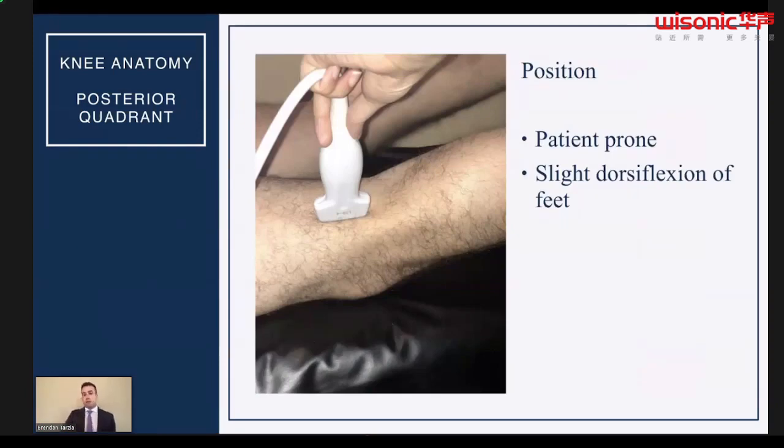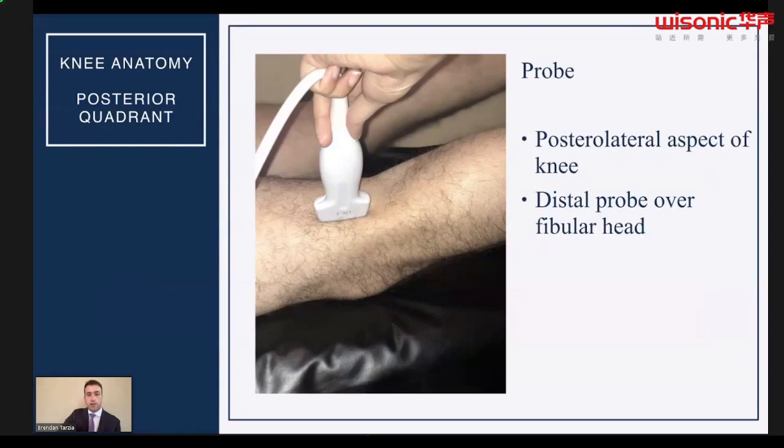You're going to have the patient prone now, so not supine any longer. You're going to have some slight dorsiflexion of the foot. For this view, you can have that dorsiflexion of the foot directly on a bed if they're on it, and that's going to help give you a little bit better view. It's going to bring that biceps tendon just a little bit closer to your probe, and you're going to limit the anisotropy as well.